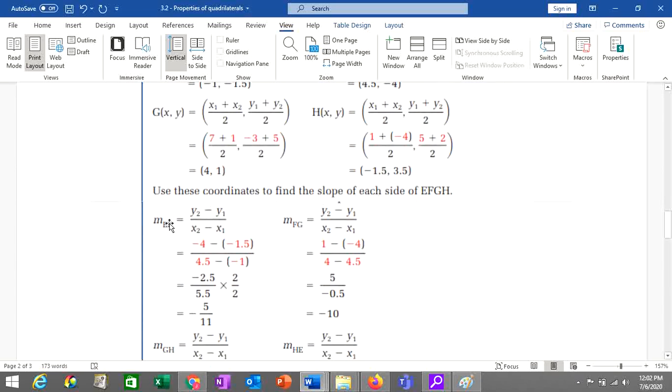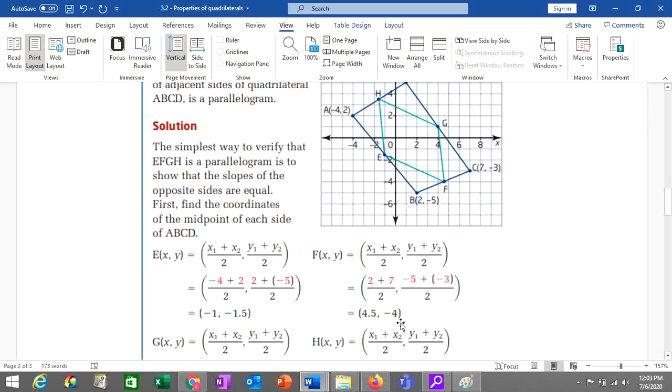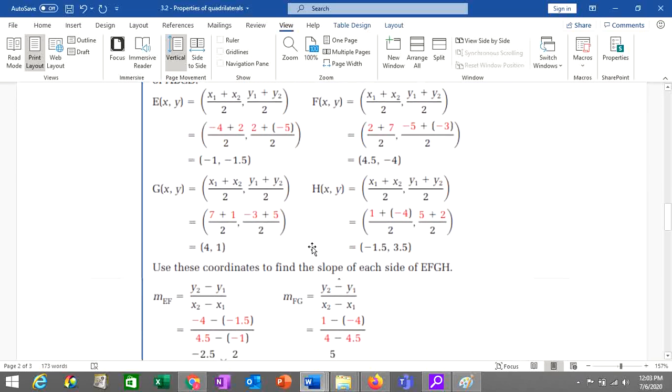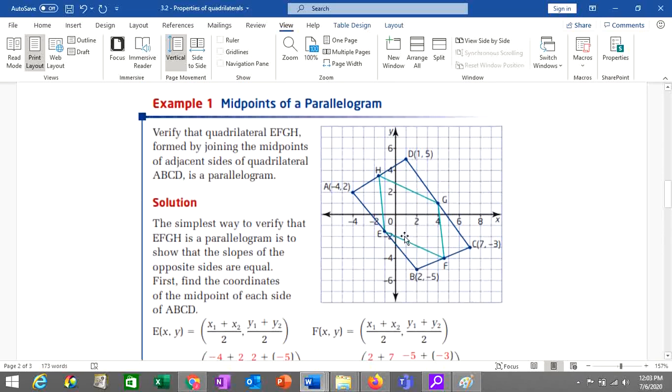So we're going to find the slope of EF. Since I now have point E (-1, -1.5), and I now have point F (4.5, -4), I can have my y2, y1, x2, x1. Did I order that correctly? Yes, I did. You could do it the other way around, it would still work. And so I plug those into the formula, and I get a slope of -5/11 for the slope of EF. Okay, I'm going to do the same thing for all the rest of the lines.